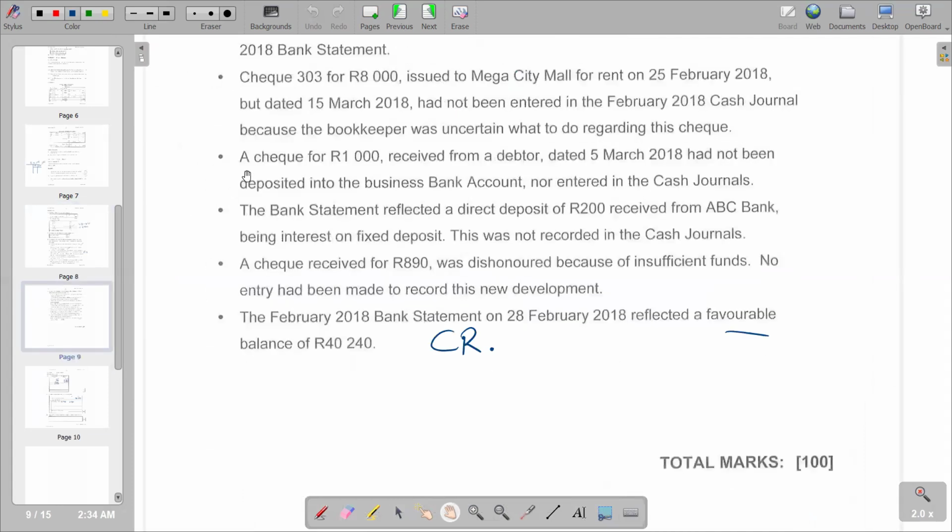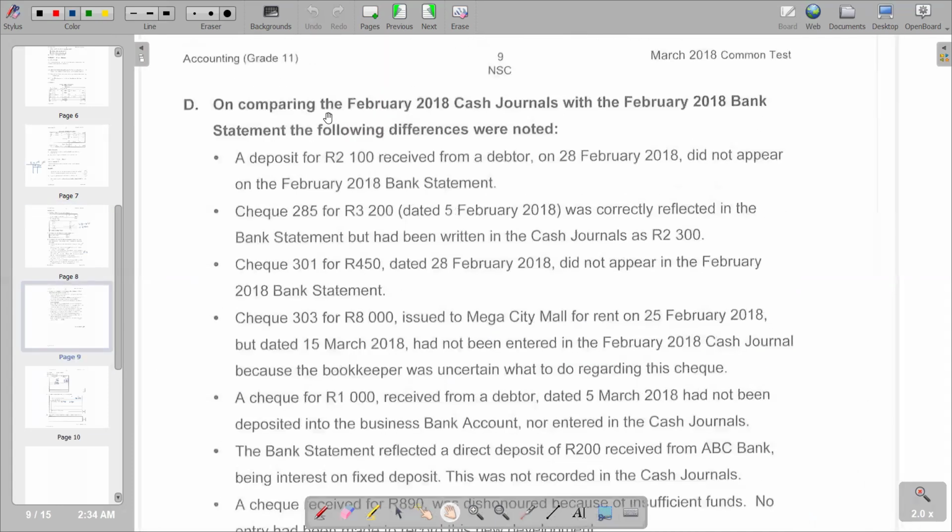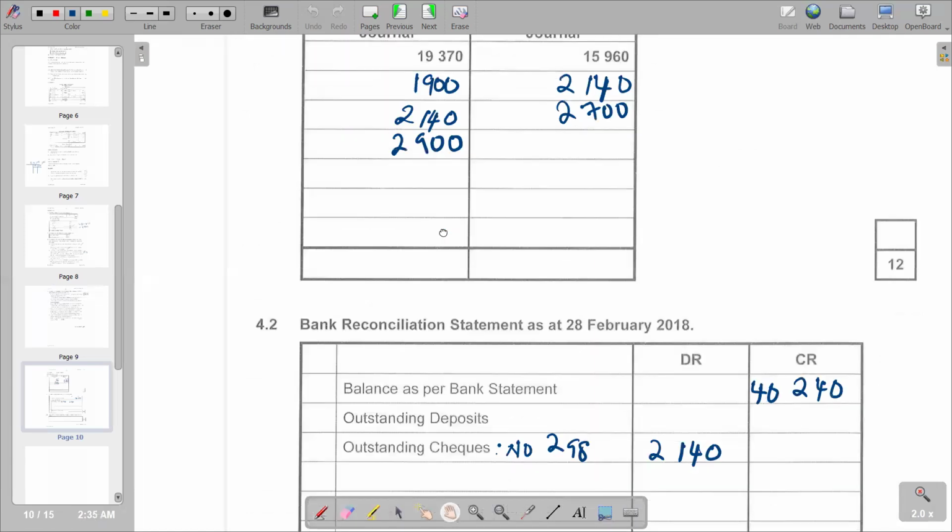We go to the next part whereby you see we now have, on comparing the February 2018 cash journals with the February 2018 bank statement, the following differences were noted. So we go point by point. We've got a deposit of 2,100 rands received from a debtor on 28 February 2018 that did not appear on the February 2018 bank statement. So obviously, this is affecting now the bank reconciliation. It's supposed to be adjusted in the bank reconciliation statement. 2,100 is an outstanding deposit.